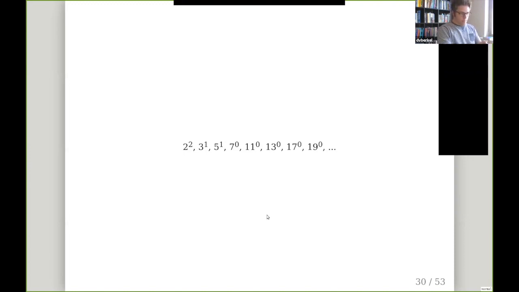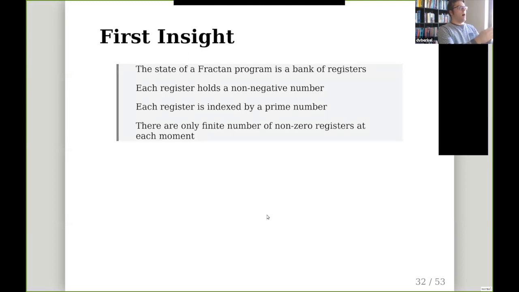A number is just a word which could potentially be infinitely long, or at least unbounded, and you set the exponents here. Because we are working with exponents, another way of looking at this is that you have the value of the exponents indexed by the primes. This is just a different way, and that's basically the first insight about Fractran. Fractran basically operates on a bank of registers. Those registers hold non-negative numbers, so 0, 1, 2, 3, and upwards. And each register is indexed by a prime number.